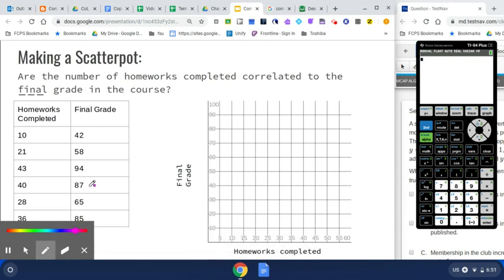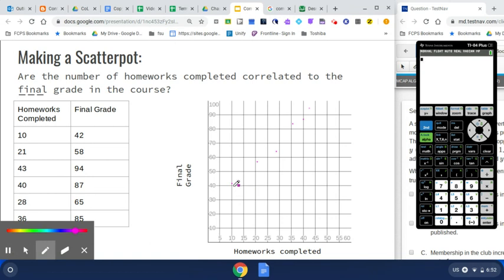For our first point, we have homeworks completed, it's 10, and a final grade in the course of 42. So I'm going to place a point on the graph, approximately where that would be located. I'm going to continue to do that for every point on this chart.